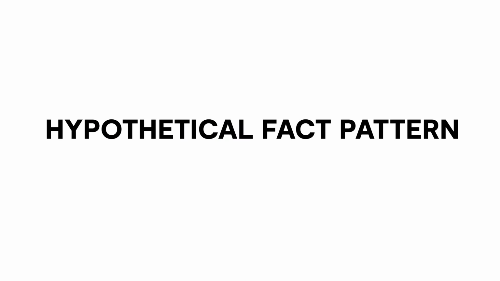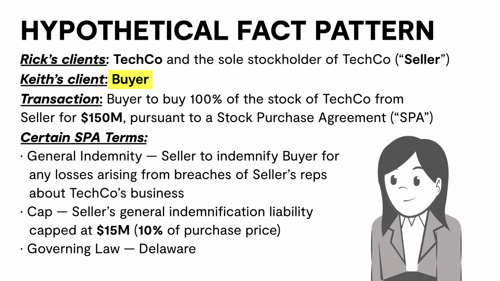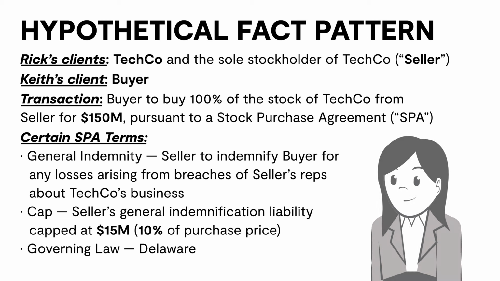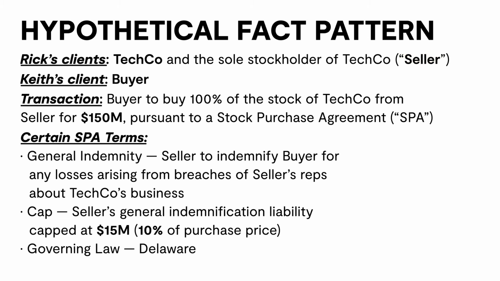Let's put up the fact pattern for today's negotiation. My client is the founder and the sole stockholder of a sizable technology company, a Delaware corporation that we'll call TechCo. Keith's client is a buyer that wants to buy TechCo by purchasing 100% of the stock of TechCo from my client, the sole stockholder. So my client will be the seller in the contemplated transaction, selling all of the shares to the buyer. Keith and I are in the midst of negotiating the definitive stock purchase agreement.